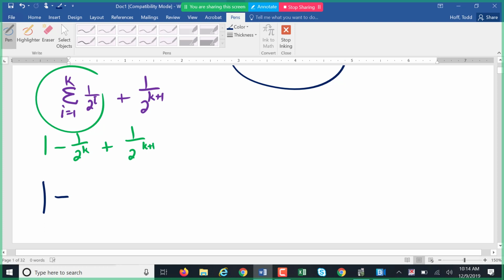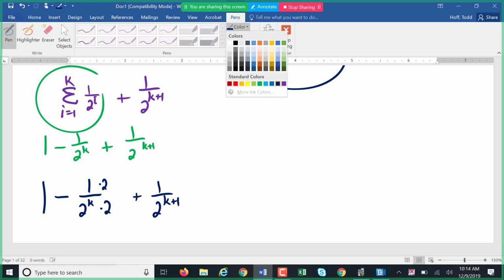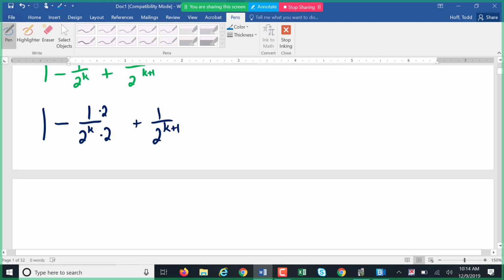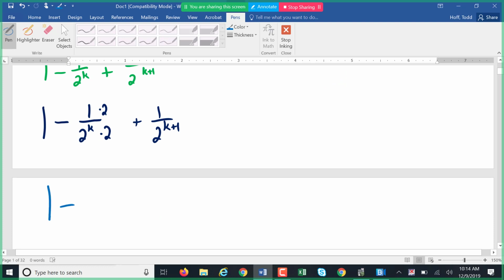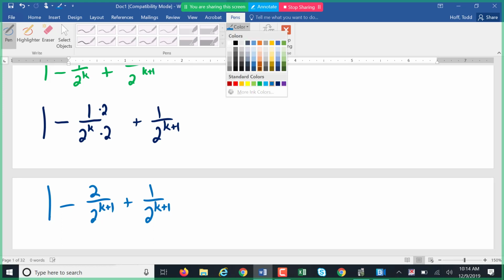1 over 2 to the k is equivalent to 1 over 2 to the k times 2 in the numerator and denominator. So what happens when I do that? Well, what I get is 1 minus 2, since 1 times 2 is just 2, over 2 to the k times 2, which is 2 to the k plus 1. And of course, I still have that 1 over 2 to the k plus 1 there.